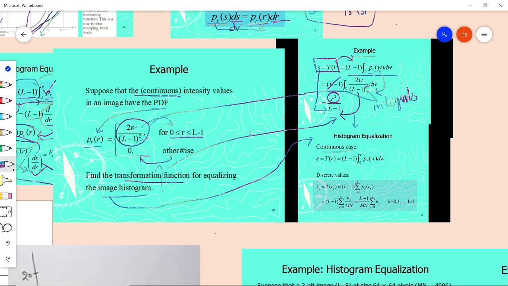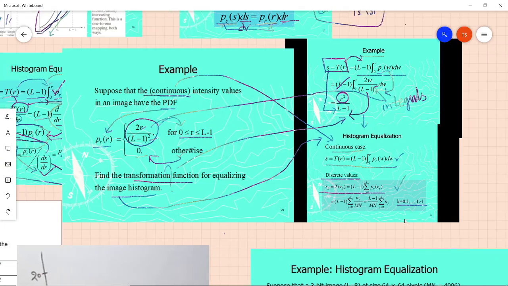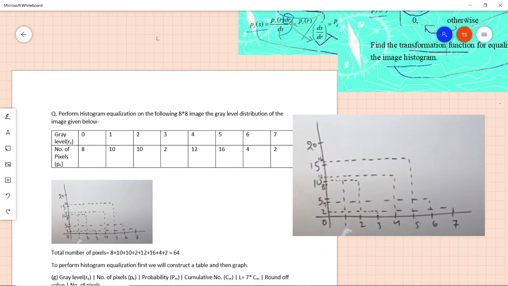So in the continuous case, S is equal to T(R), (L minus 1) times the integral from 0 to R of PR(W). So this we got. And for the discrete values, Sk is equal to T(R). This is the formula for discrete values. And here for this we applied nj by MN with the sum of j equal to 0 to k, where k is from 0 to L minus 1 intensity values. So for the continuous one, we have this histogram equalization, and for the discrete values, we will get this histogram equalization.